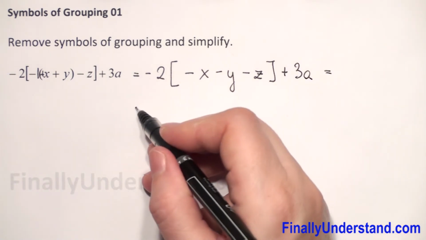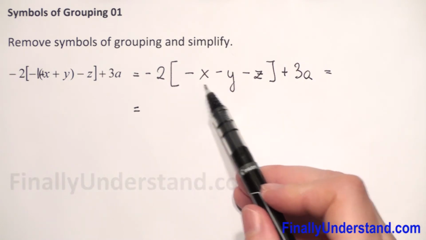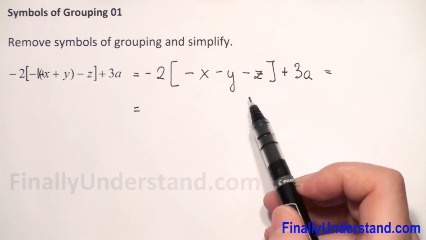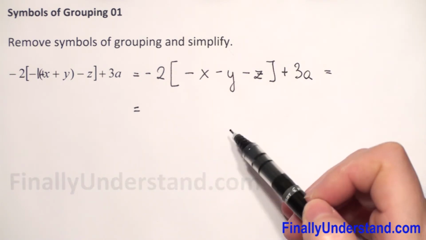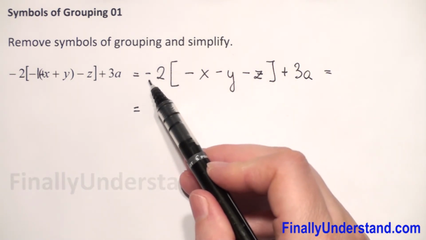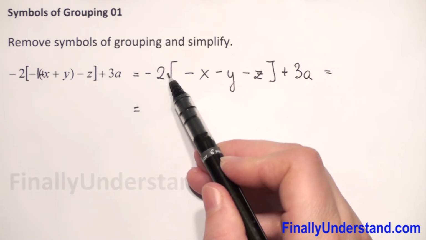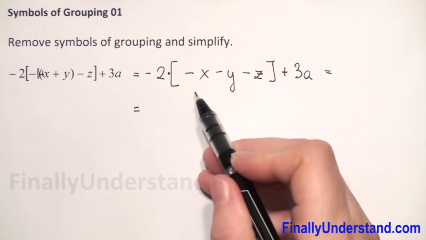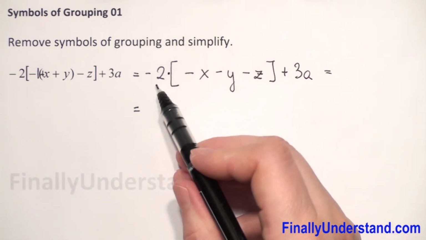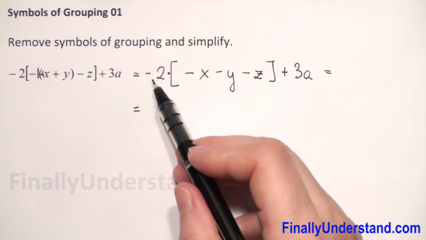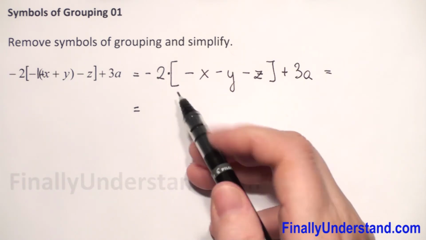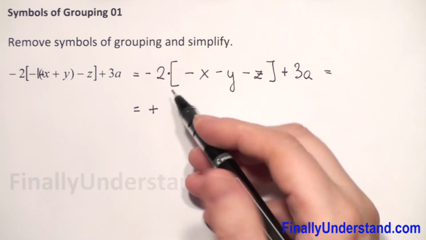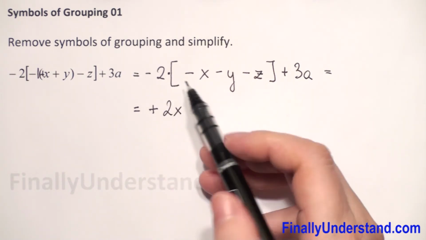This is equal. Now, because inside parentheses we have 3 different terms, we cannot do anything, so now we will take down the brackets. Before brackets we have -2 and multiplication. So we have to multiply every term in parentheses by -2. So negative times negative gives me positive. And now 2 times x is 2x.